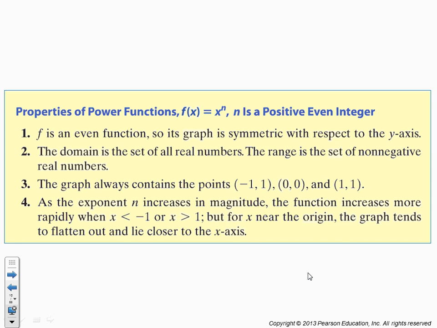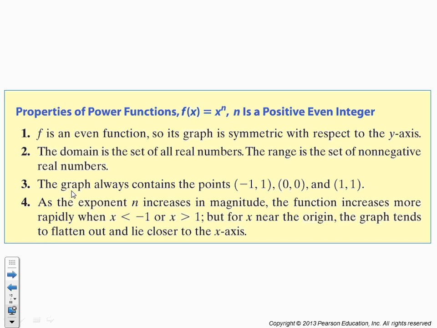So here's what I want you to write down. Properties of power functions. If f of x equals x to the n, where n is a positive even integer, f is an even function, so its graph is symmetric with respect to the y-axis. The domain is the set of all real numbers, and the range is the set of non-negative real numbers. The graph always contains the points negative 1, 1, 0, 0, and 1, 1.